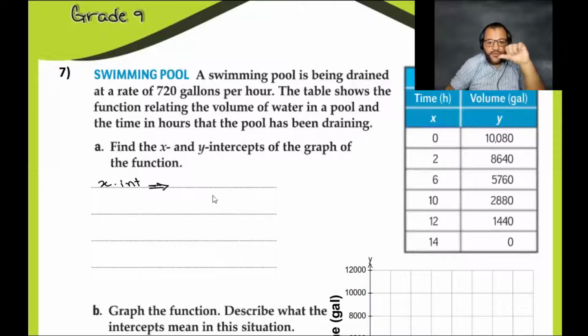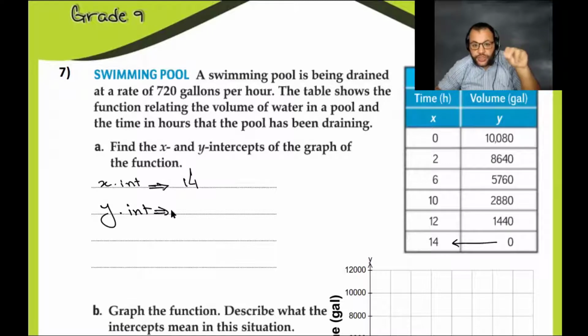X-intercept is the value of x when y equals 0. Y equals 0 when x equals 14. It's 14. Now we need to find the y-intercept. This question depends on the meaning of x-intercept.